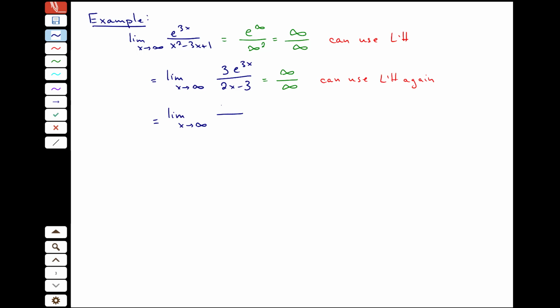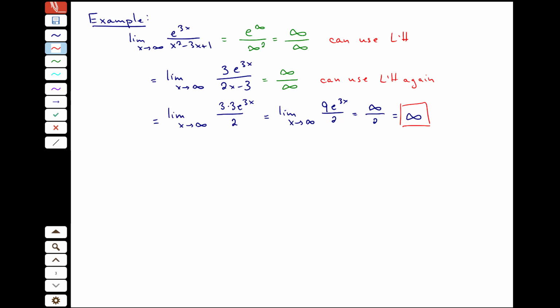So in the numerator, we get 3 times 3e to the 3x, and in the denominator, we just get a 2. And so here, if we simplify, we have the limit as x goes to infinity of 9e to the 3x divided by 2. And here, if we evaluate this limit, we have 9 times infinity, so just infinity divided by 2, which is infinite. So if we think back, this limit is equal to infinity.